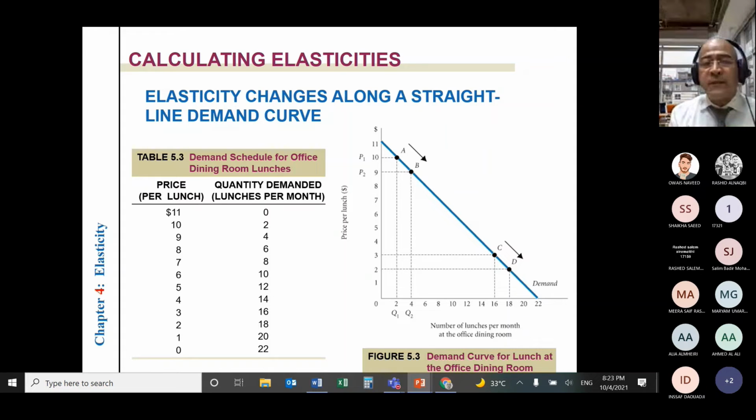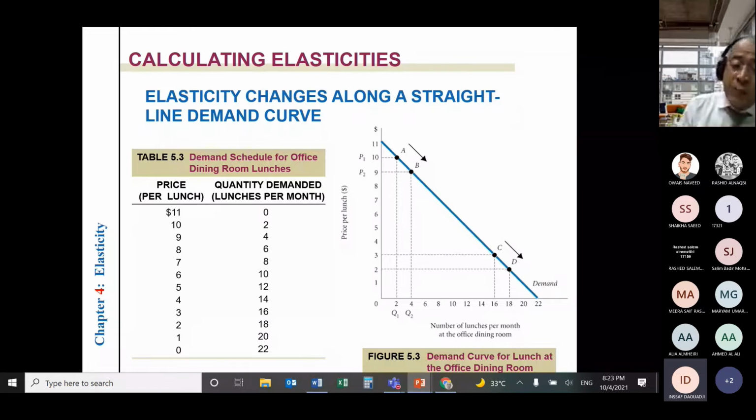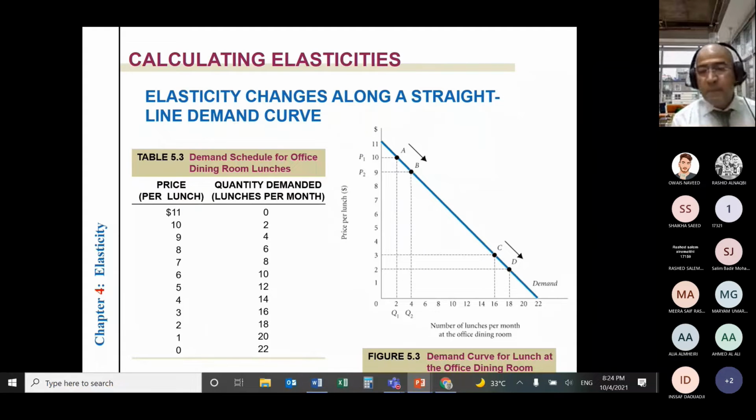Who can answer this question? Sir, I got 0.375. So the elasticity at point C equals 0.375. Okay. Now calculate the elasticity at point D. 22 minus 18, right? The result, okay, I'll give you.